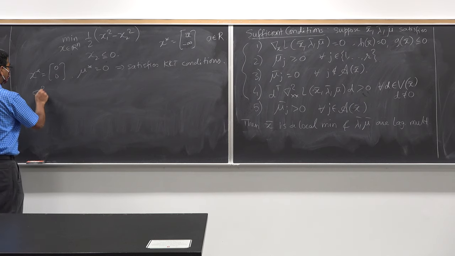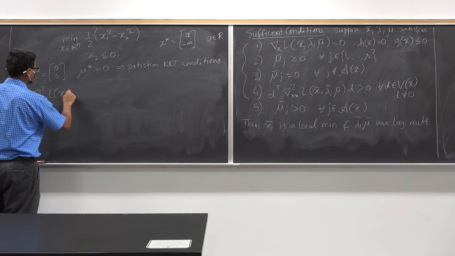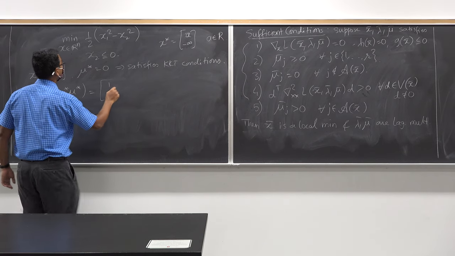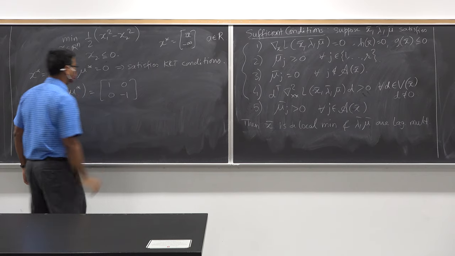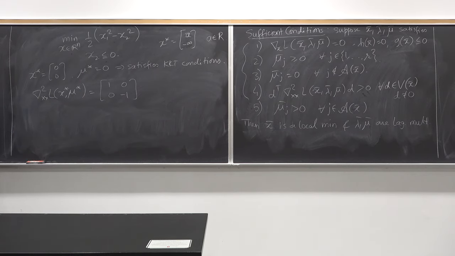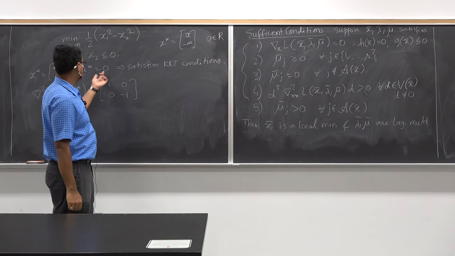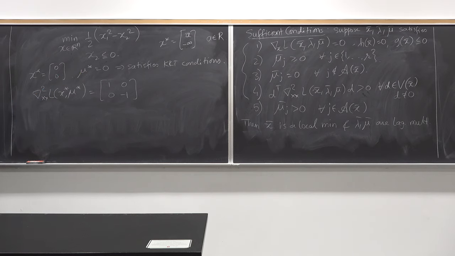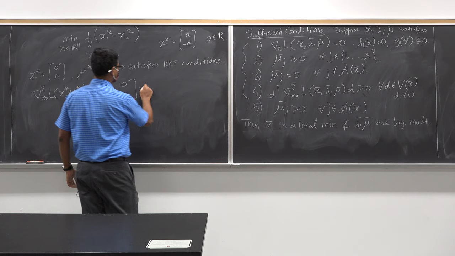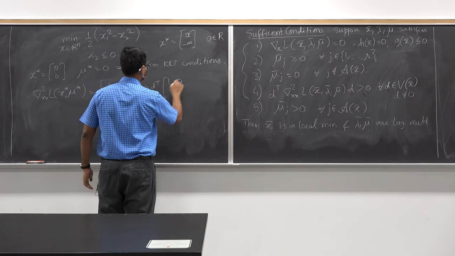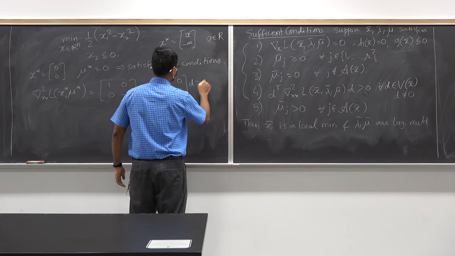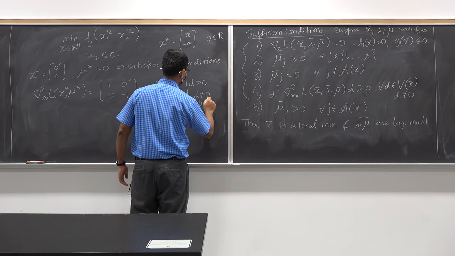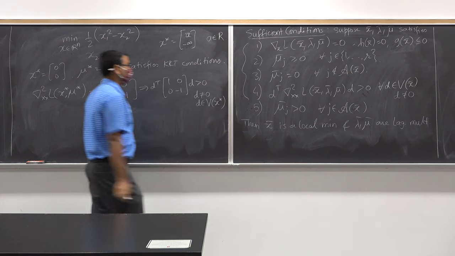And so I have to compute the second derivative of x star and mu star, which is [[1, 0], [0, -1]]. And then mu star is 0, so the second derivative of g2 is 0, so therefore that term doesn't appear. And so d transpose [[1, 0], [0, -1]] d is greater than 0 for d not equal to 0, and d is in V(x star).